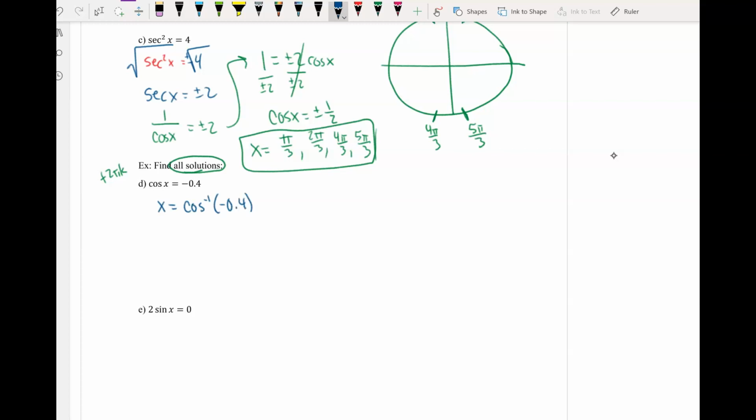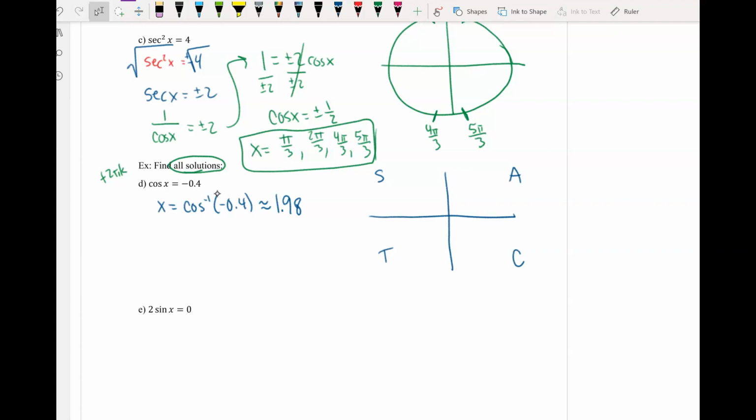Okay. And let's set this to radians. So let's go ahead and take a look at what that is. I'm going to go into my calculator and put cosine inverse of negative 0.4. And what you're going to end up getting is 1.98, about there. Now remember, there's two values because the cosine will be negative in two different quadrants. So if you remember, all students take calculus.